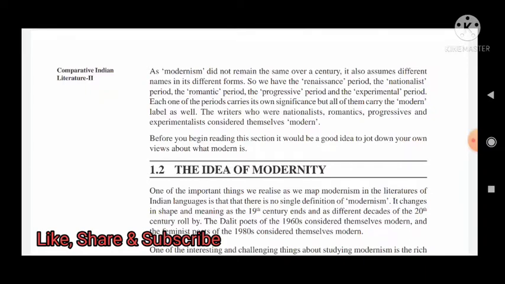Each one of the periods carries its own significance and literary values, but all of them carry the modern label as well, because they are post-independence periods. The writers who were nationalists, romantics, progressives and experimentalists considered themselves modern. Here, the nationalists were taking part in the national movement, and there are romantic poets, then progressives and experimentalists, who consider themselves modern.